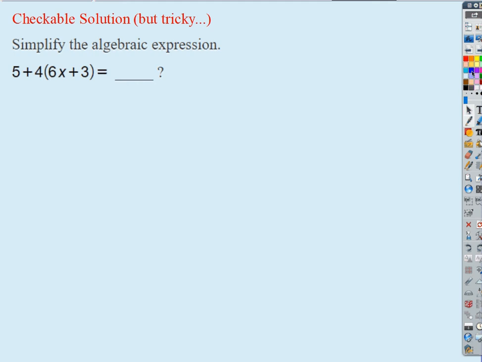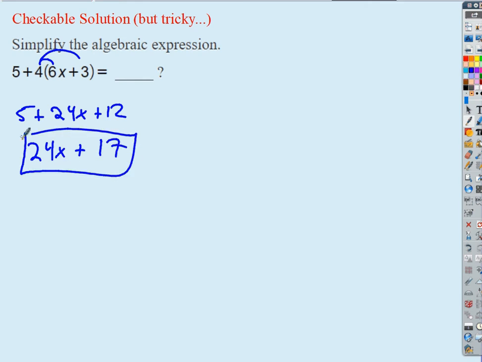What are the couple of steps I'm going to do here? Distribute, good. I can distribute the 4 and get 5 plus 24x plus what, 12? And then last step, combine like terms. So I get 24x plus what, 17?